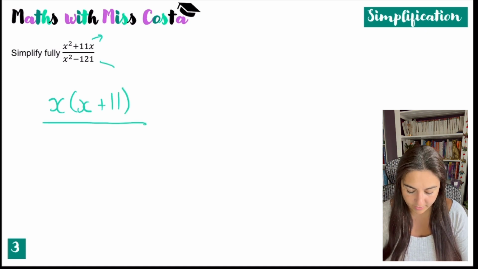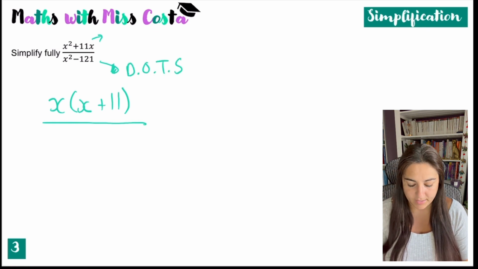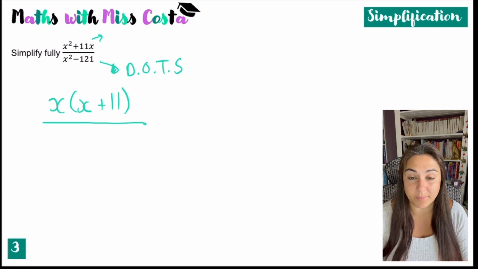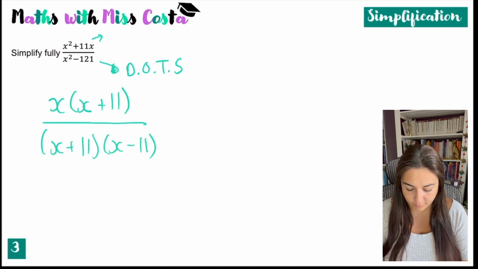And then over here, hopefully you spot this. This is the difference of 2 squares where you've got x squared take a square number. So with the difference of 2 squares, you know it's going to be plus and minus the square root. If you don't, then just recap on difference of 2 squares.